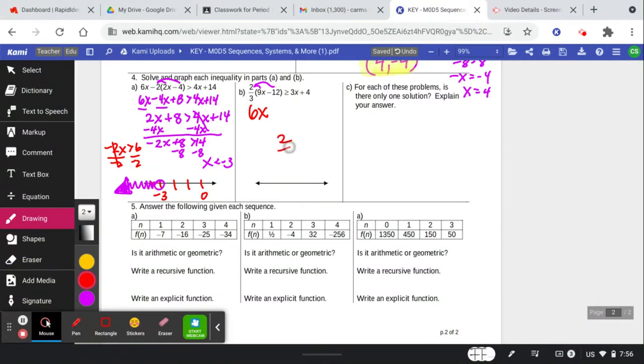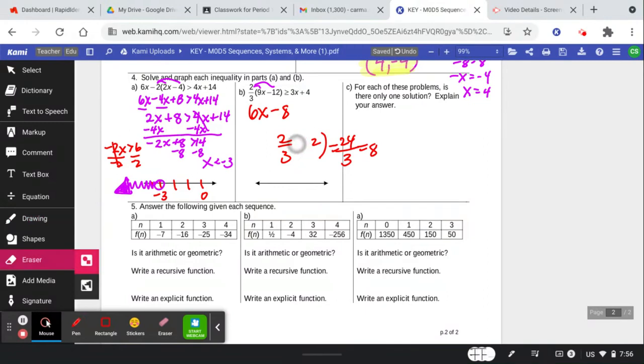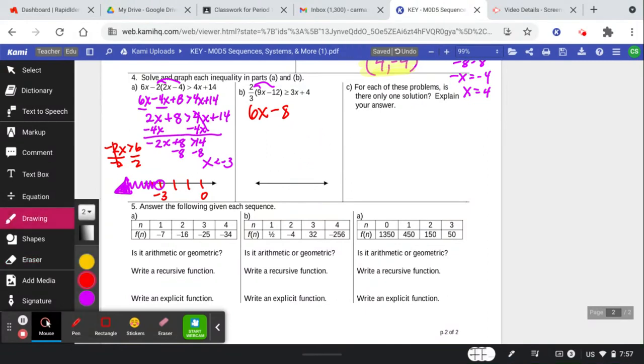2/3 times 12, same thing. How do you want to do it? Do you want to say 3 goes into 12 4 times, and then 2 times 4 is 8? Or do you want to say top times top, bottom times bottom? So top times top would be 24. Bottom times bottom is 3. 24 divided by 3 is 8. Either way, whichever way you prefer to do, we should yield 8. Okay, so that fraction part's out of the way. Now we can say is greater than or equal to this.